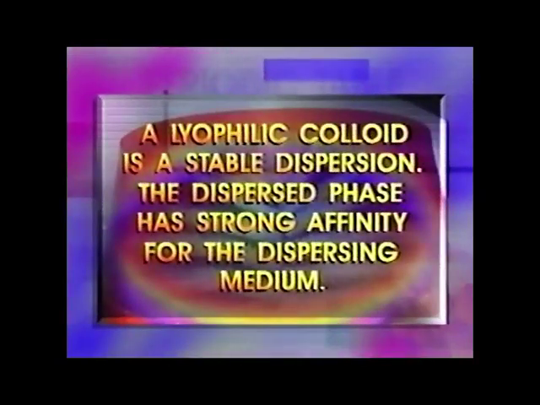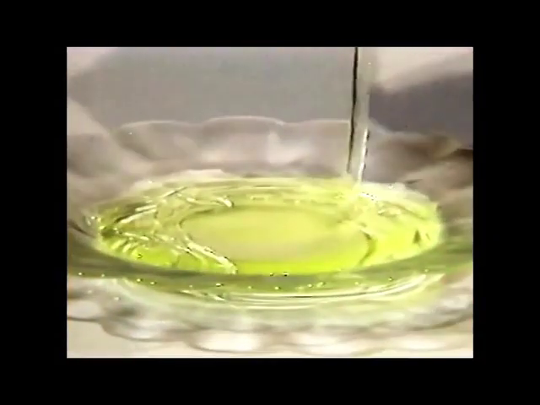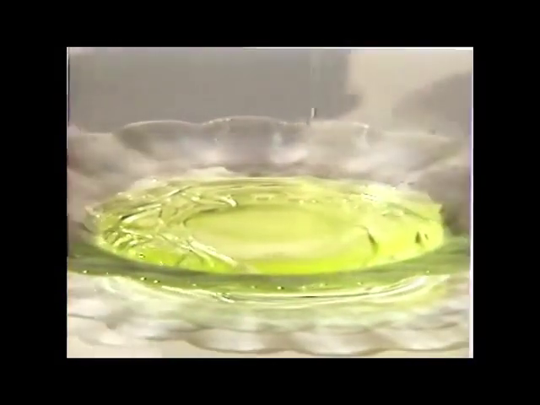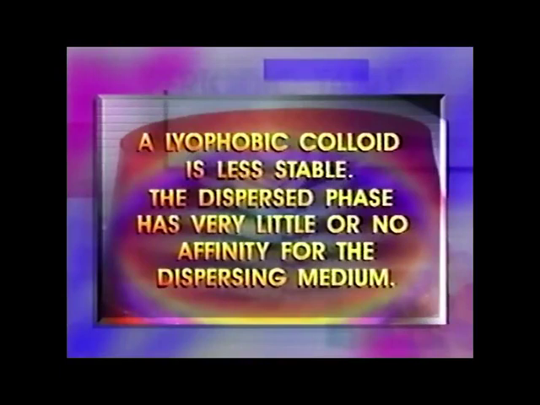A lyophilic colloid is a stable dispersion. The dispersed phase has a strong affinity for the dispersing medium. A lyophobic colloid is less stable. The dispersed phase has very little or no affinity for the dispersing medium.